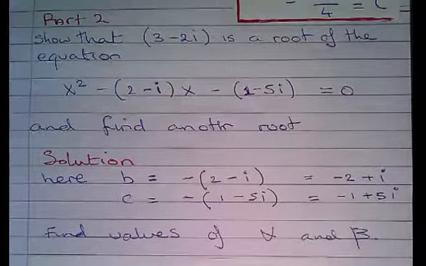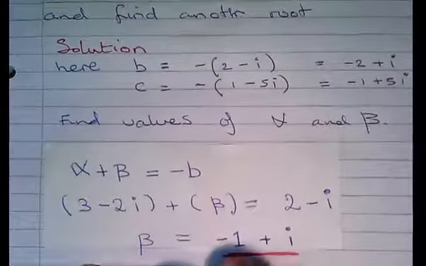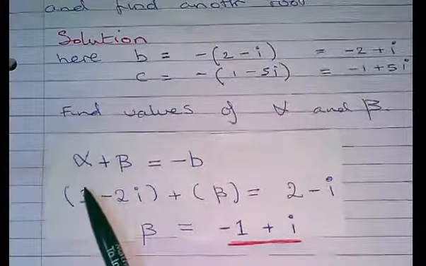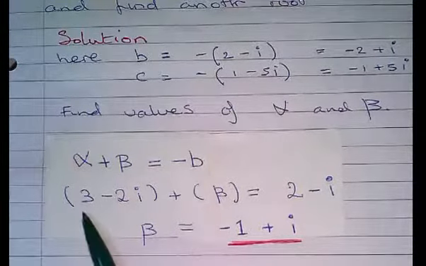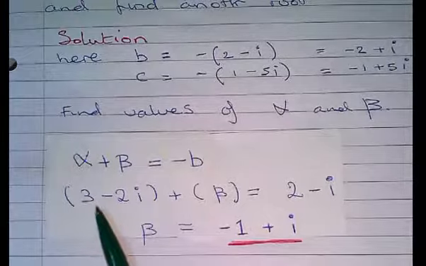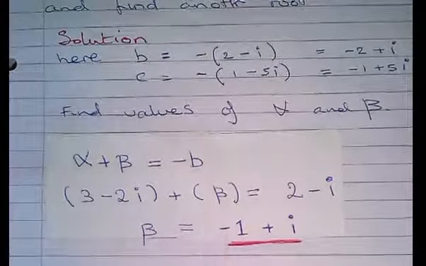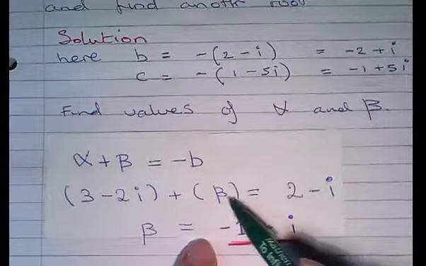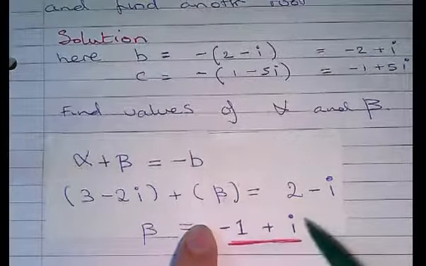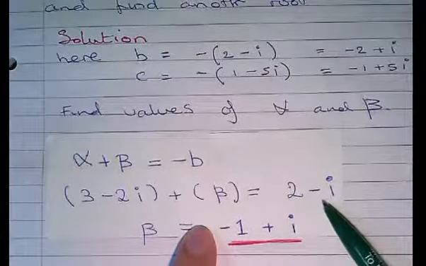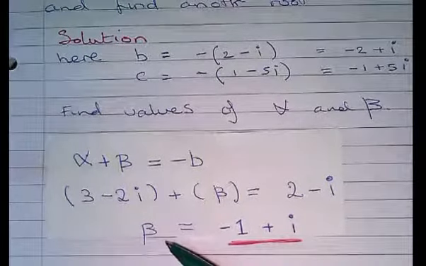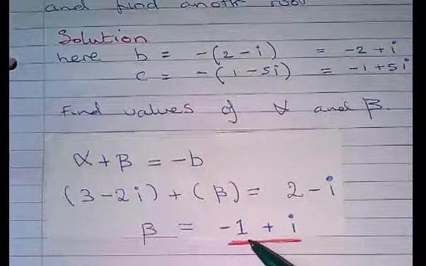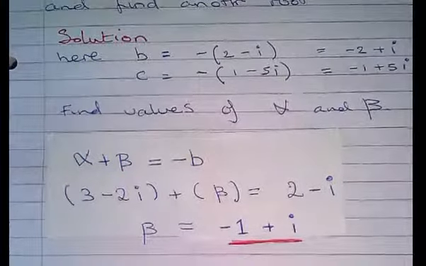Okay, so from before, we know that alpha plus beta is equal to minus b. That means 3 minus 2i plus beta, sorry, that should be beta there, is equal to 2 minus i. That is minus b, okay? So if we just work that out, beta is therefore necessarily equal to minus 1 plus i, okay?